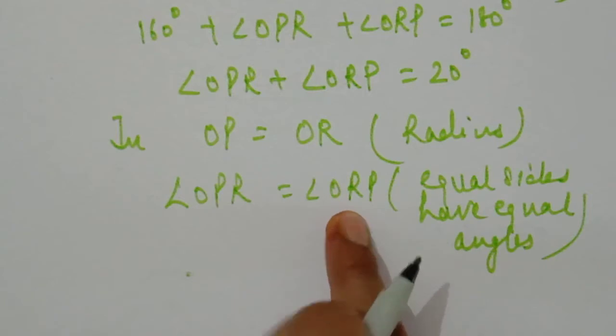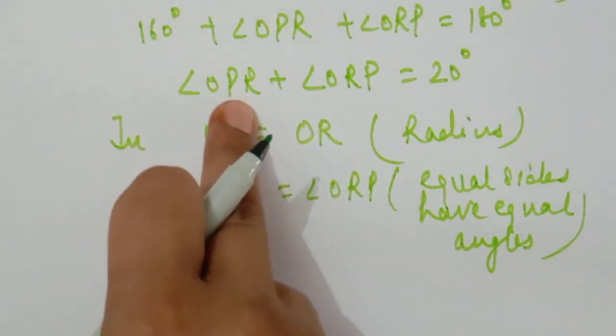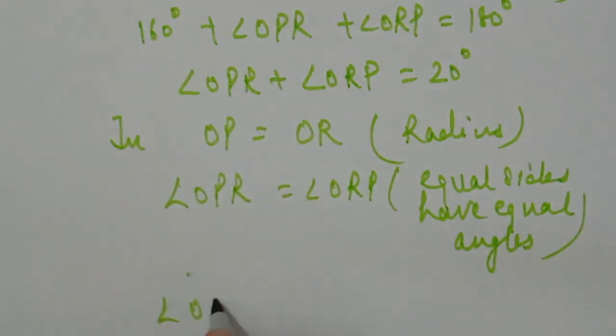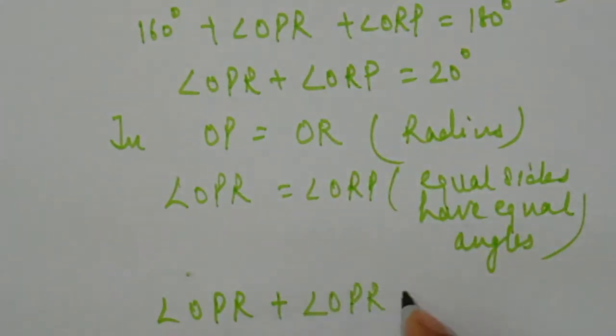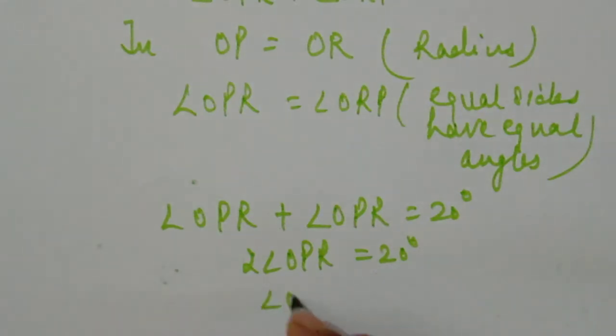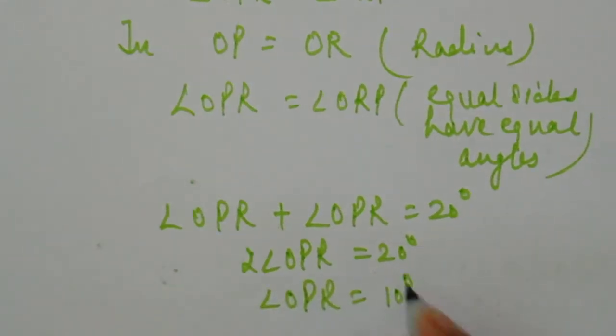If these two angles are equal, we will put this relation here. We want angle OPR, so we will replace angle ORP with OPR. Double of angle OPR is 20 degree, and angle OPR is 10 degree. Now the question is solved. So students, this is your question number 3. Now question number 4 is a very easy question. You have to attempt it by yourself. Now question number 5.